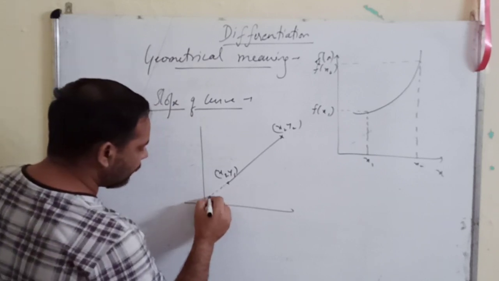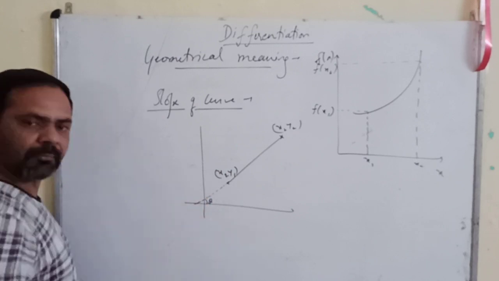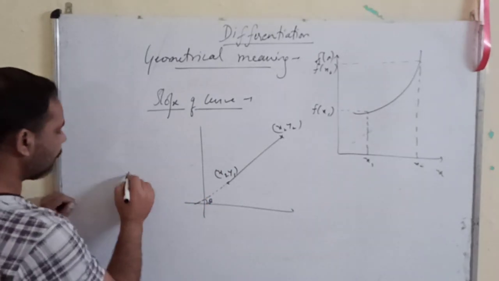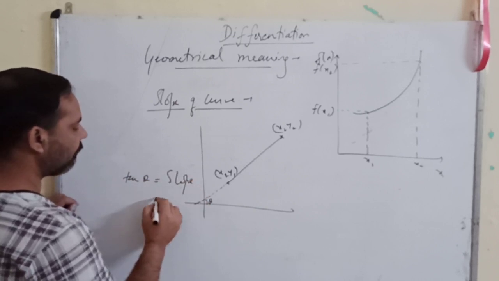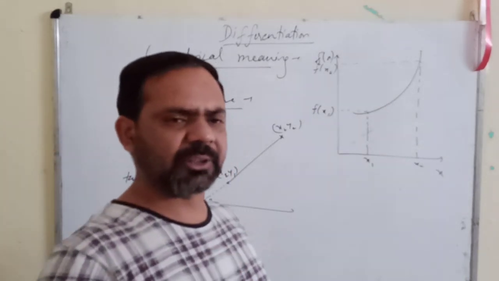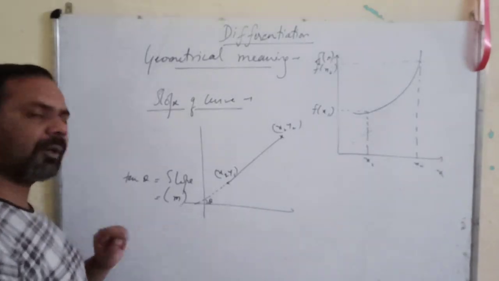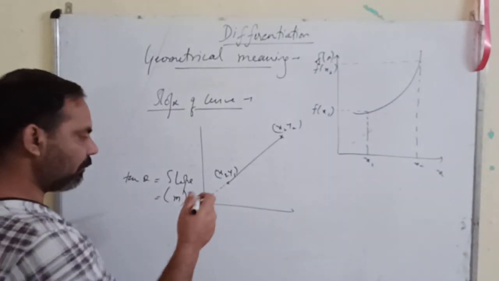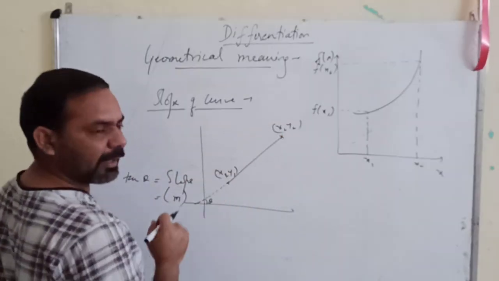Now let us expand this. This is your angle, and the tangent of this angle, tan theta, is your slope. We generally denote the slope by small m. Mathematically, we denote the slope by small m. So m is tan theta. Now we will find it out, but theta is not given to us. What are we given? We are given x1, y1, x2, y2.